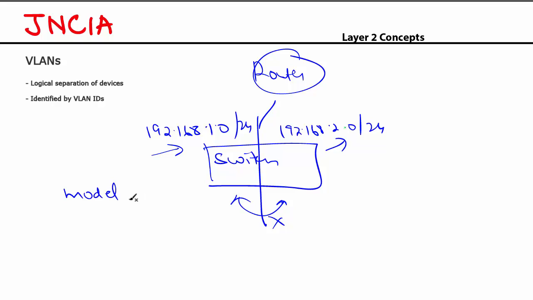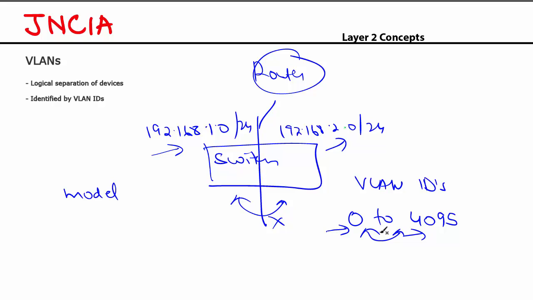How do you identify VLANs? So let's say we have two VLANs now. How do we identify these two VLANs? We identify VLANs using VLAN IDs. The range for VLAN IDs is 0 to 4095. So you could have VLAN 0 all the way up to VLAN 4095. However, it is important to remember that VLAN 0 and VLAN 4095 are reserved, which means you cannot use them for production traffic. All the other numbers inside this range are valid.